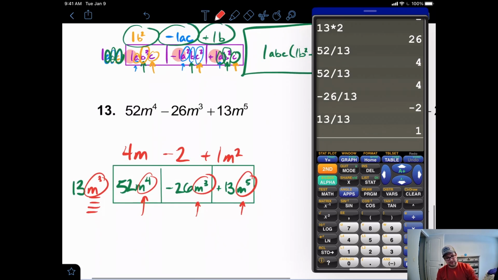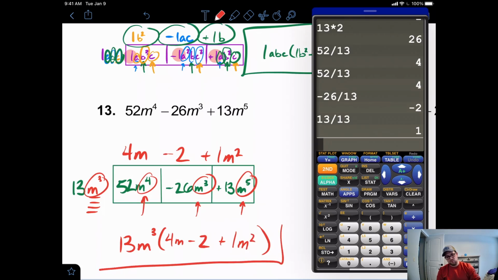So our final answer here will be 13 m to the third. That's on the outside. And then on the inside of my parentheses, I'm going to have 4m minus 2 plus 1m squared. Remember, ladies and gentlemen, this is a really important skill.